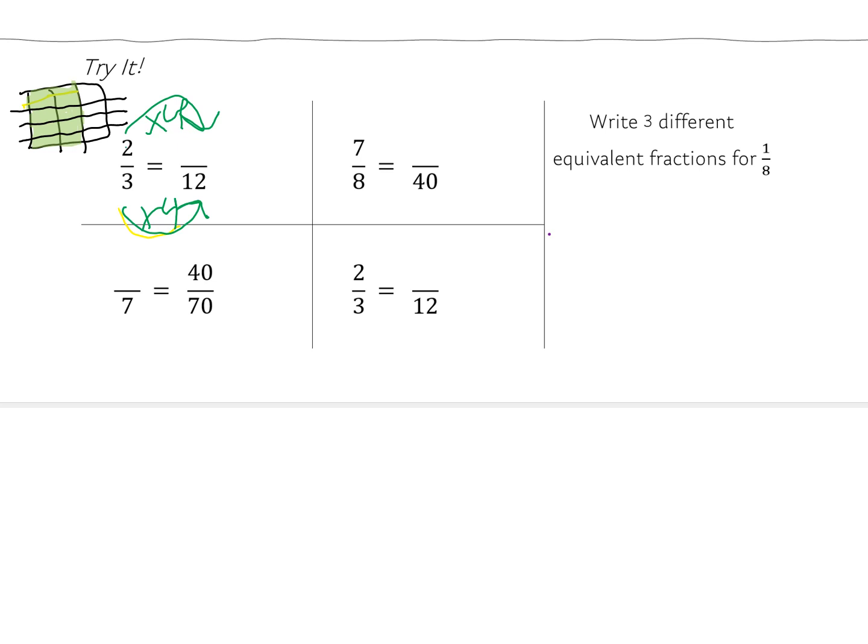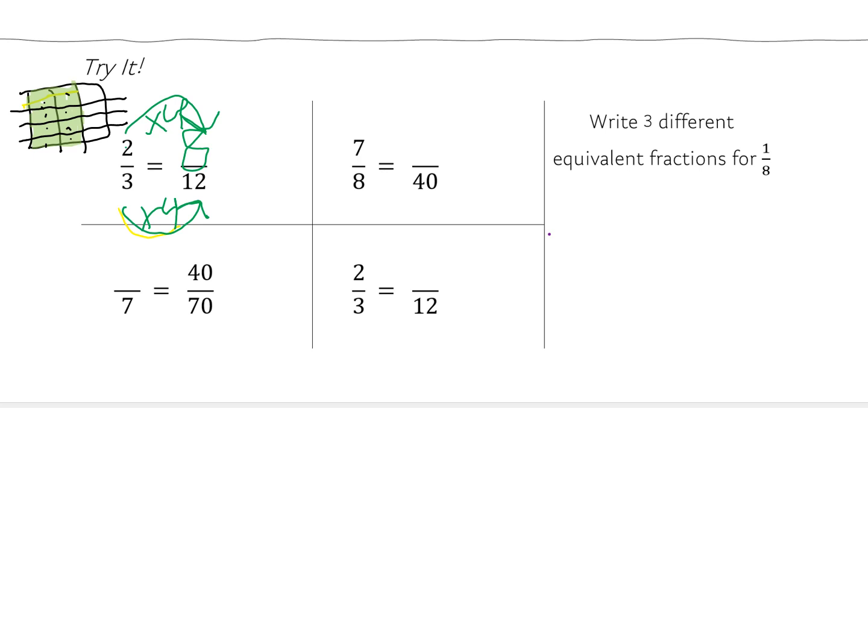2 times 4 is 8. And when I look back at my drawing, I can see 1, 2, let me get a better color. 1, 2, 3, 4, 5, 6, 7, 8 pieces are now colored in. We turned 2/3 into 8/12.